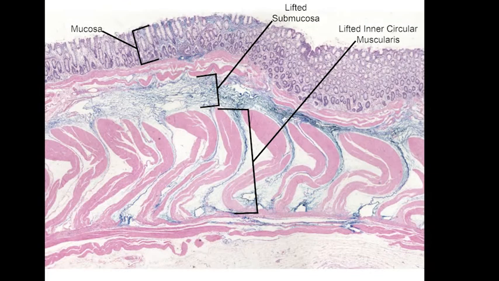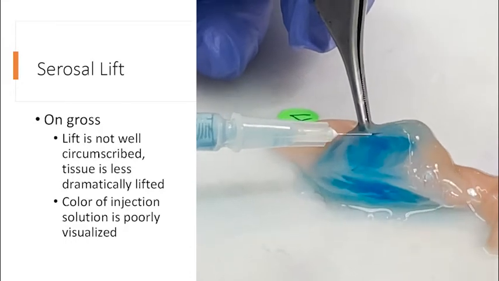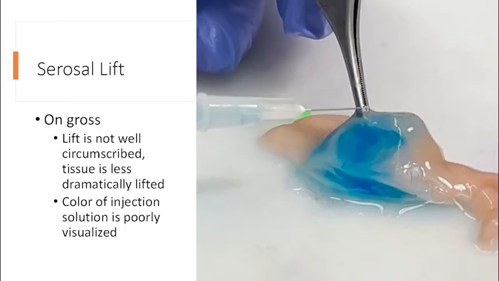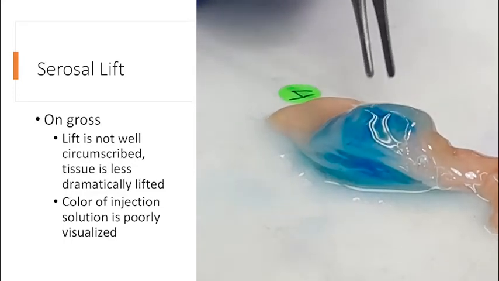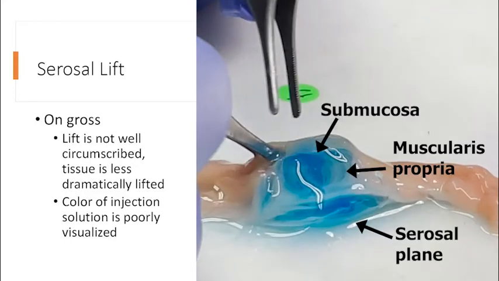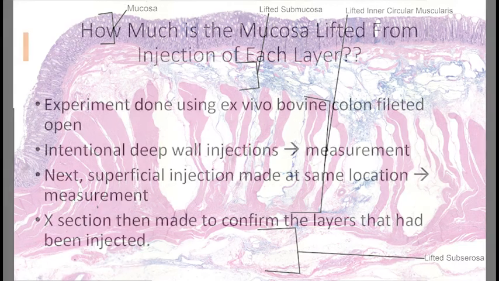This histologic section shows the blue lift dye particles in both the submucosal and the muscularis propria layers. Both the inner circular and the outer longitudinal muscle fibers can be seen. This lift cross-section shows expansion of the subserosal layer in addition to the muscularis propria and submucosal planes. The submucosal and muscularis propria expansion are more diffuse and less localized than the submucosal enlargement. This histologic section shows blue lift dye in all 3 planes.